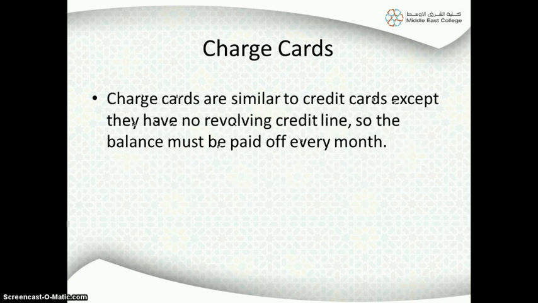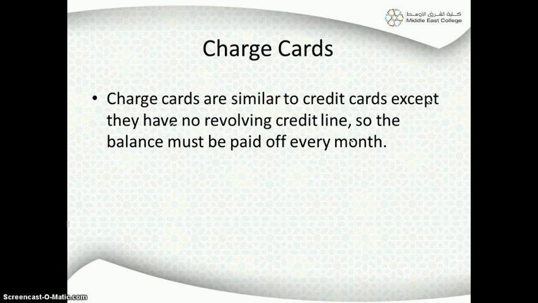Charge cards are similar to credit cards except they have no revolving credit line, so the balance must be paid off every month. Credit, debit, and charge card methods of payment have been successfully utilized in the pre-internet period, and they are often used in the e-commerce world as well. Some of the reasons for their popularity in the e-commerce world are their availability, as most customers own one of these cards, ease of use, and acceptance.